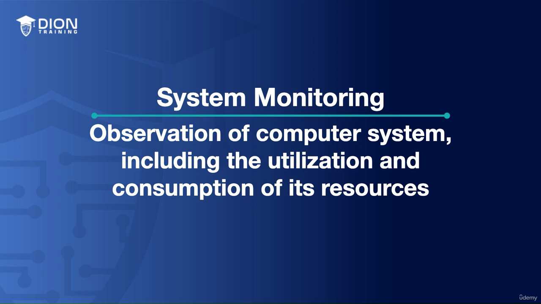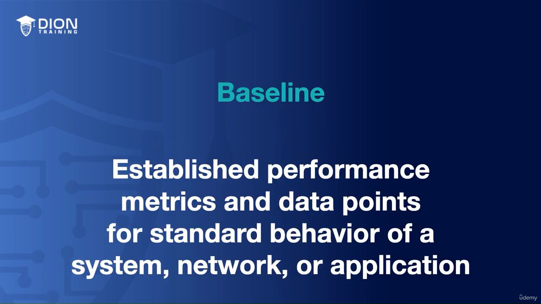Now, system monitoring involves observing the performance of a computer system, including its system resources like CPU utilization, memory consumption, disk usage, and network performance, in order to help us identify any potential issues that could affect the system's performance or stability. Now, in order to perform optimal system monitoring, we do need to understand what a baseline is. A baseline refers to a set of established performance metrics and data points that represent the typical or expected behavior of a computer system, network, or application under its normal operating conditions.